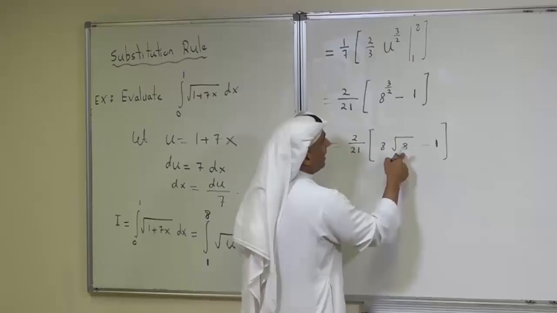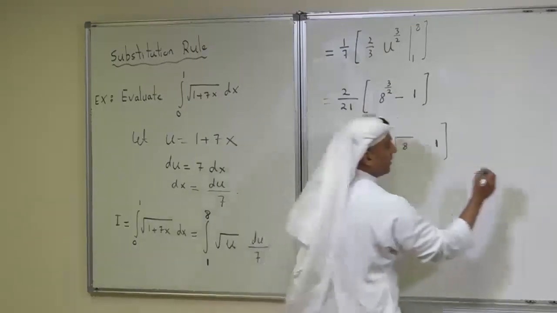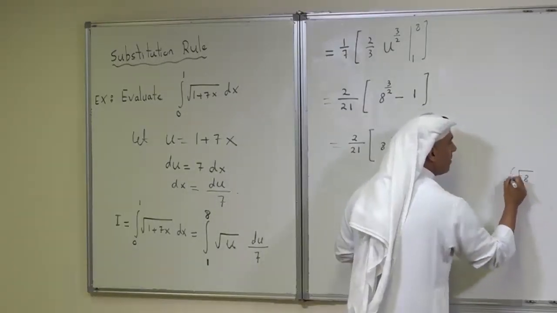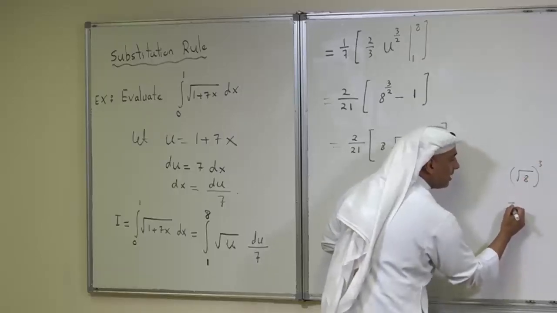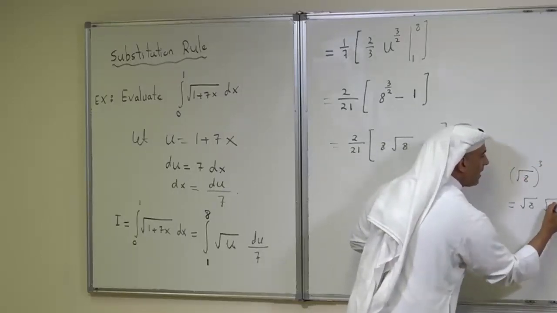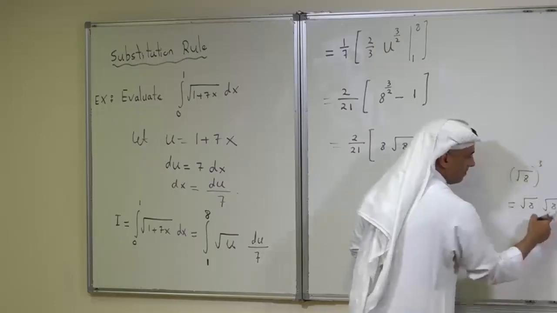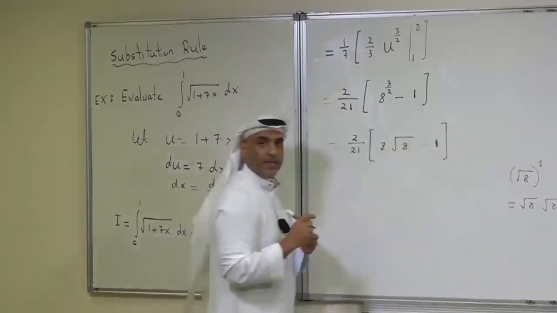Why is this 8 radical 8? What is 8 to the power 3 over 2? That is radical 8 to the power 3, and radical 8 to the power 3 is radical 8 times radical 8 times radical 8, three times. But this will give you 8. So it is 8 radical 8.